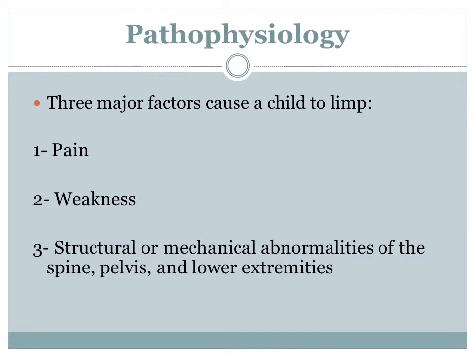So if we want to speak about the pathophysiology of limping, according to what we knew from the definition, there are three major factors that may cause the child to limp. First is pain. The second is weakness. And the third is structural or mechanical abnormalities, starting from the spine to the pelvis and to both lower extremities.